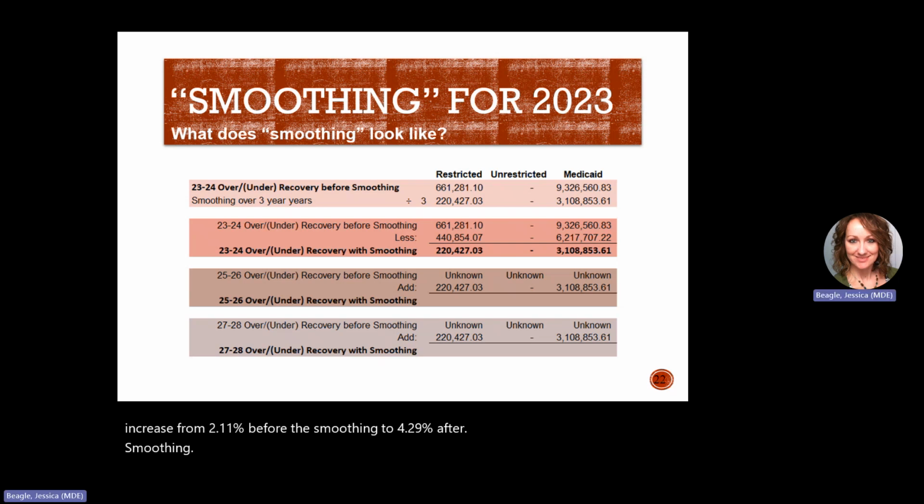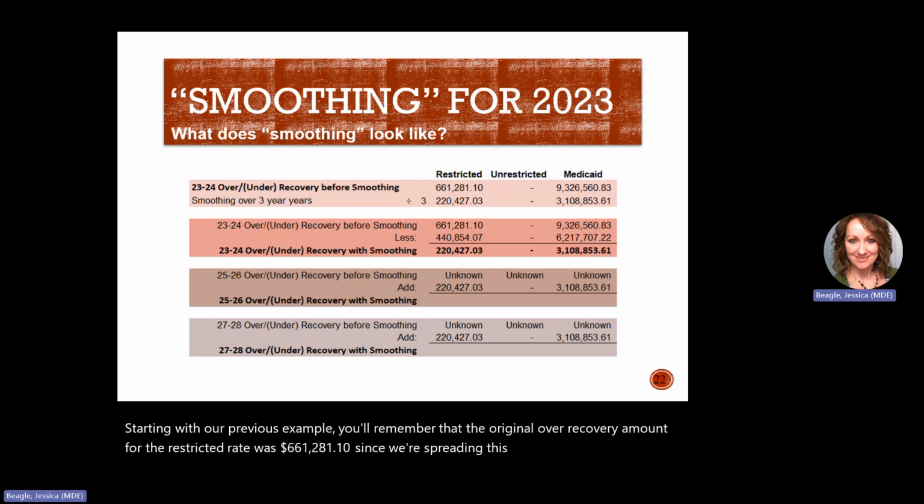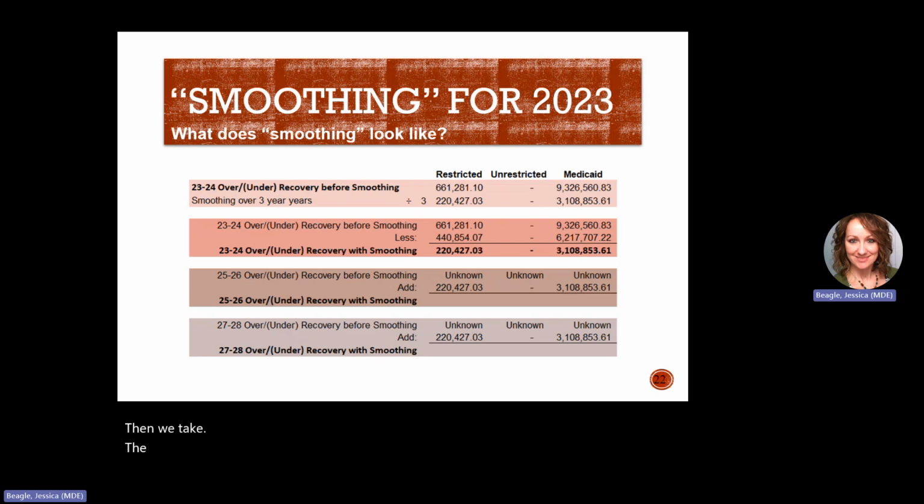Now let me walk you through how the smoothing process will impact the next few cycles, just so you have a visual here. Starting with our previous example, you'll remember that the original over recovery amount for the restricted rate was $661,281.10. Since we're spreading this over recovery across 3 cycles, we divide that amount by 3 to determine this year's portion of the over recovery. Then we take the remaining 2/3 and allocate them to the next 2 even year cycles as the smoothing adjustment.